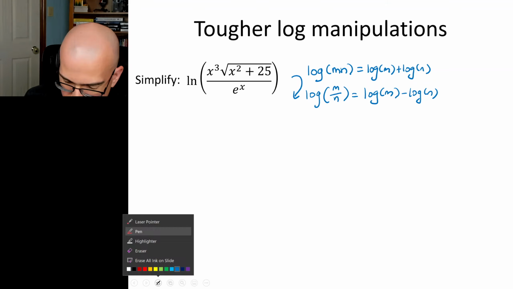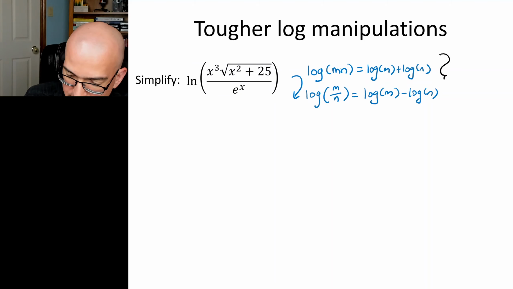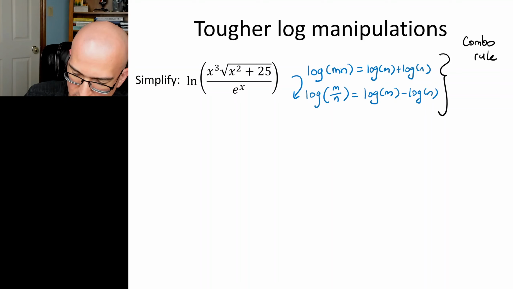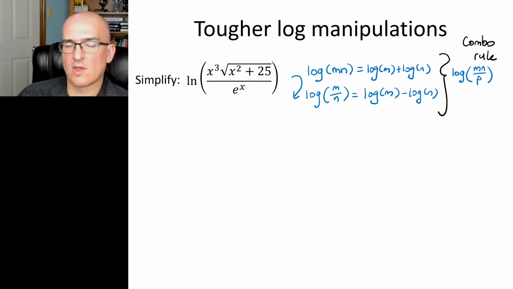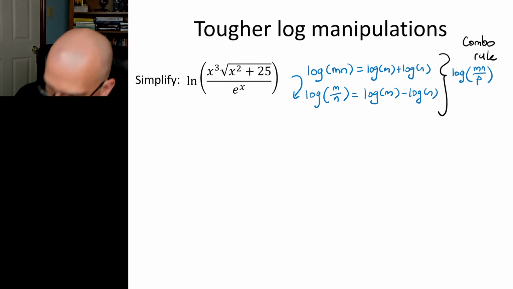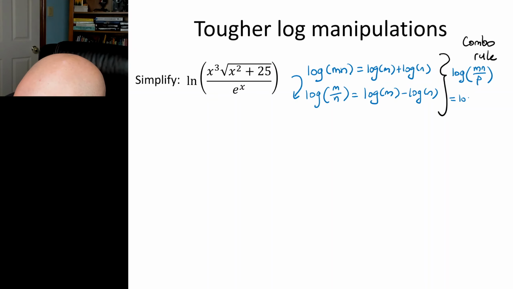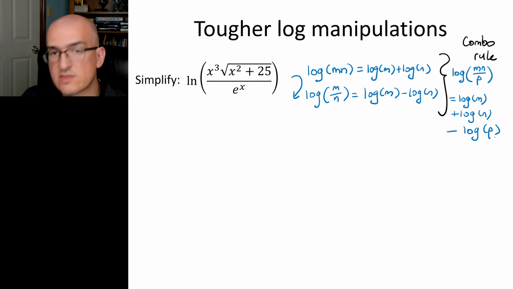And I'm going to make a new rule. I'm going to combine them. Combo rule. The log of m n over p. So you got two things multiplied on top, one thing on the bottom. What's going to happen? You're going to get log of m plus log of n minus log of p. So that's how you would combine those rules.